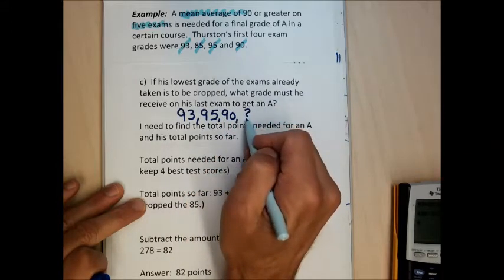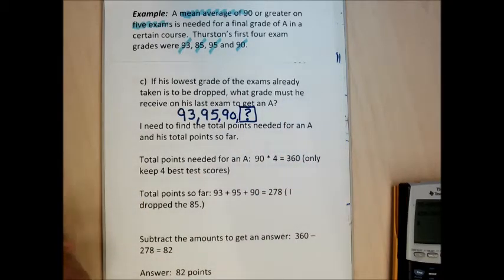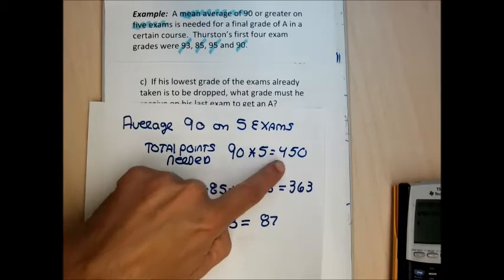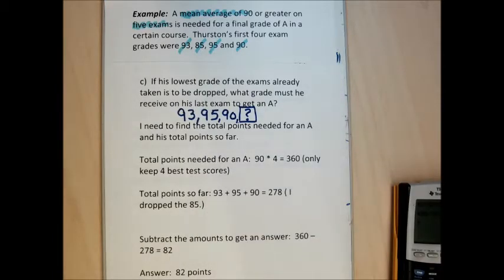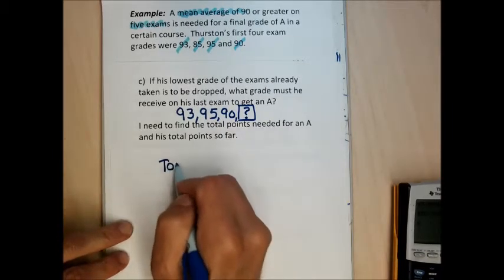And then we're asking, what does he have to get on that 5th exam to get an A? This is a little bit different because when I go to figure out the total points needed for an A, it's not going to be 450. When we initially figured out how many points Thurston needed for an A, I said I needed to average 90 on 5 exams or get 450 points to get an A. If I'm dropping the lowest test, then the total points needed for an A aren't going to be 450.